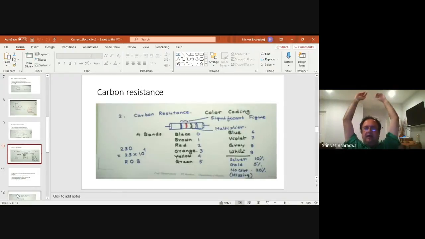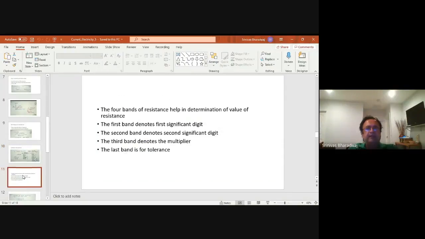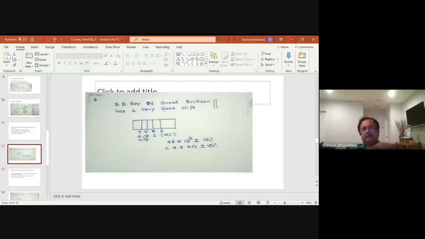So that's how it is done. There are typically 4 bands, and these determine the value of your resistance. So remember this and learn this. Try to spend a little time reading about this in your textbook. The first 2 bands denote the significant digits, the third denotes the multiplier, and the last band is used for tolerance. Tolerance is a measure of the correctness of the value.